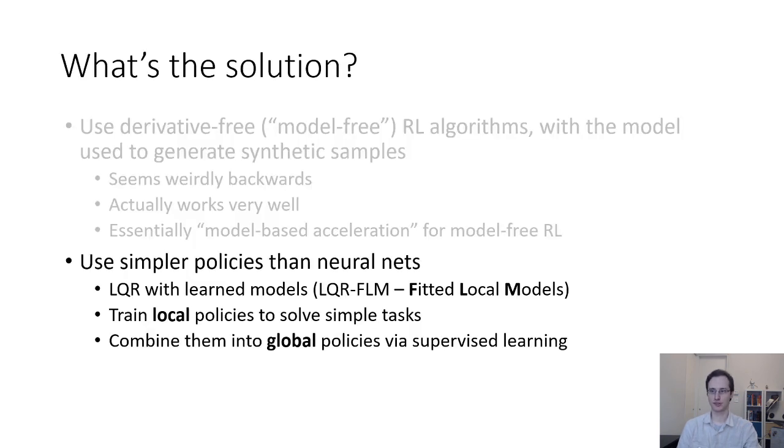So we're going to focus on the second part, use simpler policies than neural nets, and first I'll cover how we can do LQR with learned models. So this is a method called LQR-FLM, where FLM stands for fitted local models. I'll talk about how we can train local policies to solve simple tasks that are simple enough that they can be solved with a time-varying linear controller. And then I'll discuss how we can actually use this as a subroutine for learning more complex policies.